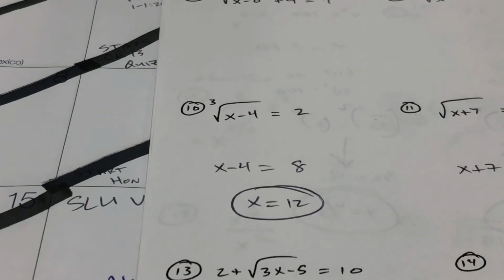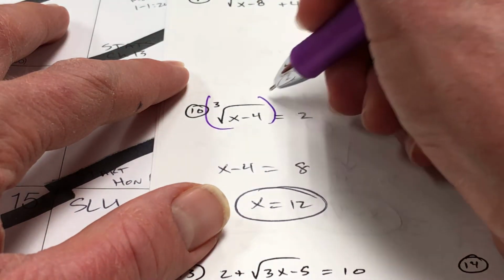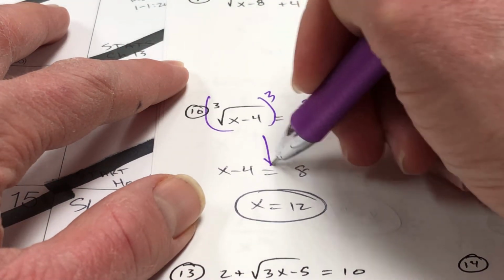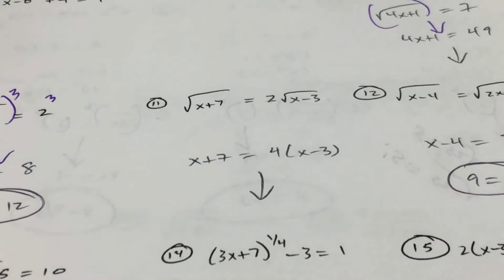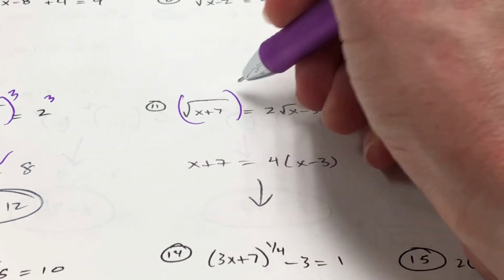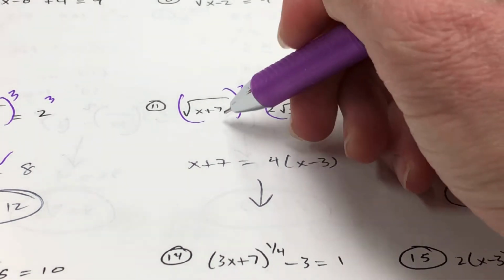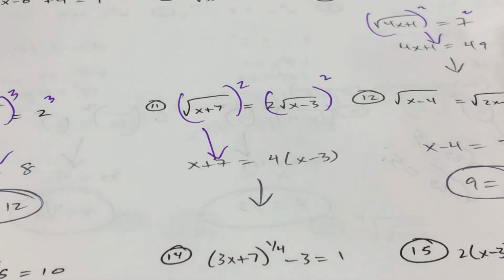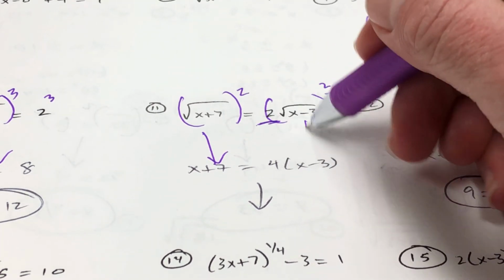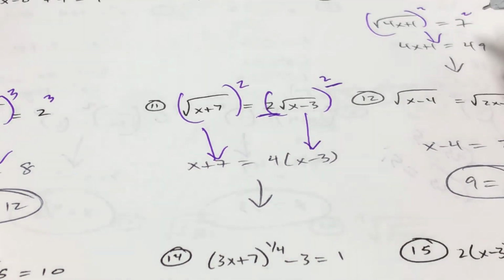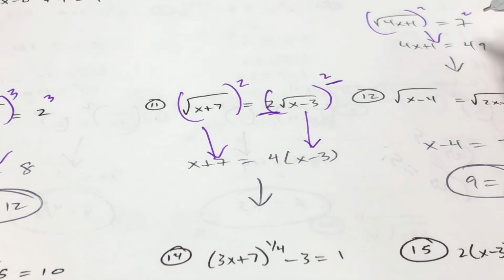Whoa. Number 10, folks. What is the opposite of taking the cubed root? It would be to cube both sides. Raise both sides to the third power. All right. Take a look at 11. All right. So you're going to square both sides. This drops on down, x plus 7. You have to square 2. If you square 2, you get 4. When you square a square root, that just drops on out.